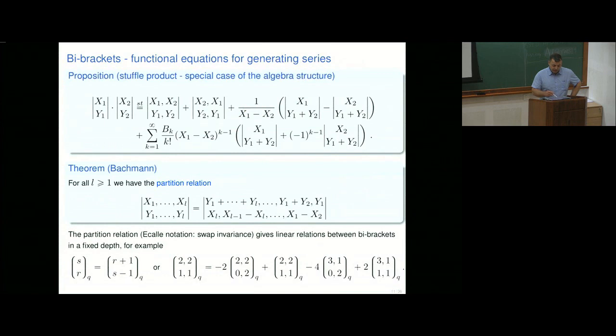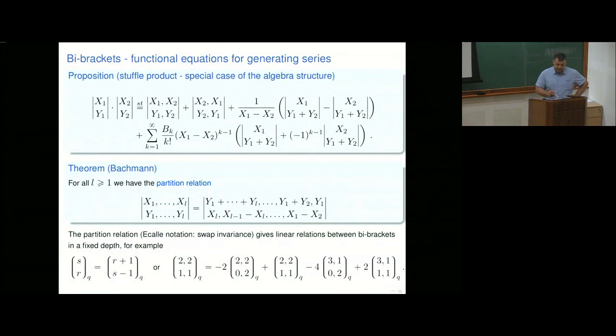And now furthermore, you have additional terms which take into account that the multiplication is not graded but filtered. Here you see Bernoulli numbers coming, and this is nice. Also you have a different symmetry: if you have this generating series for the depth L guys, then you can interchange the upper and the lower indices according to a rule called swap invariance by Ekal. So you have an upper triangular matrix and its inverse, and they give you a symmetry on these objects.